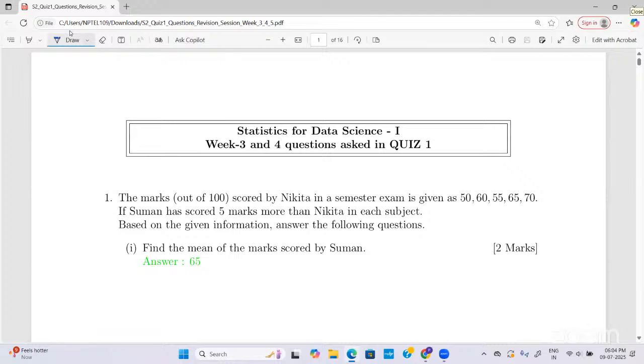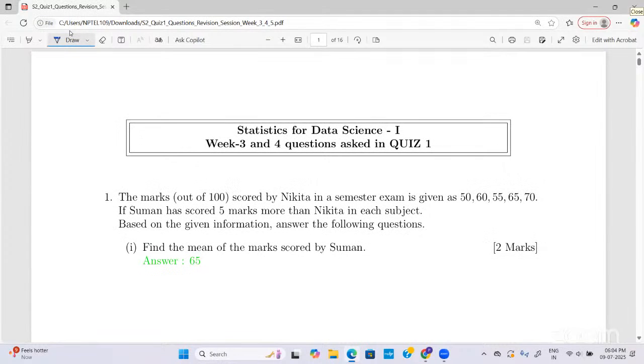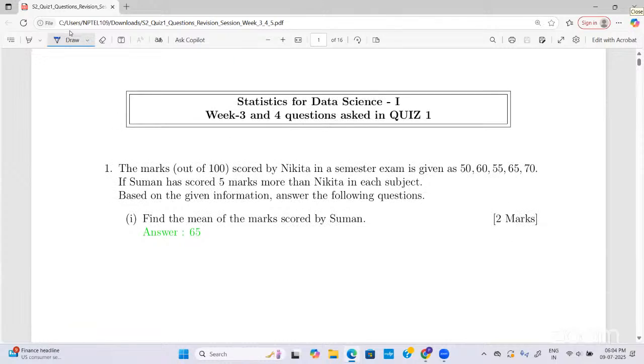Okay, so this is your first question. We will discuss the question, and along with the questions, whatever topic it belongs to, we can discuss the topics. If you have any doubt, you can ask. The first question is: the marks out of 100 scored by Nikita in a semester exam are 50, 60, 55, 65, and 70. Suman has scored 5 marks more than Nikita in each subject. Based on the given information, answer the following questions. Here we have to find the mean of marks scored by Suman.